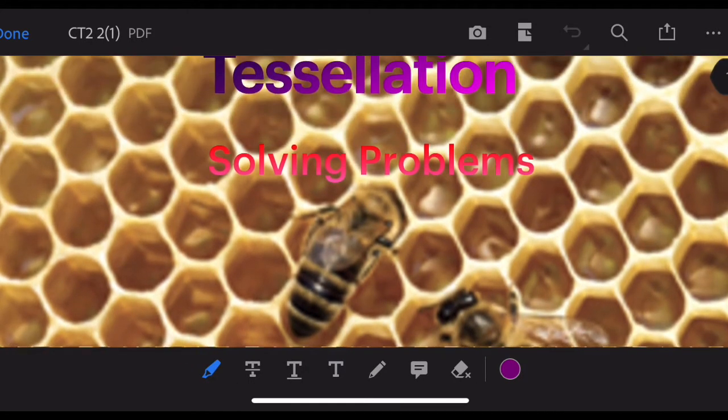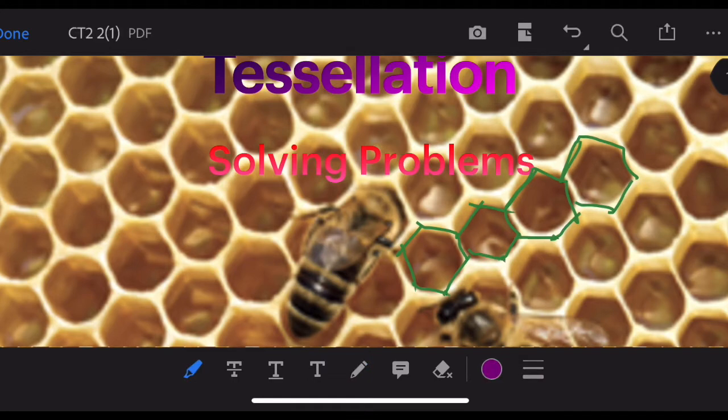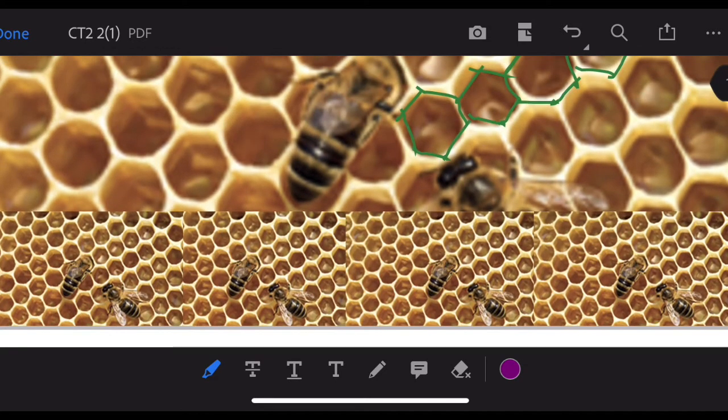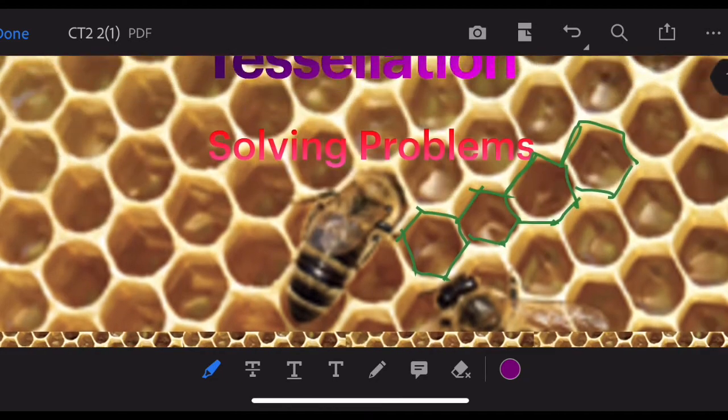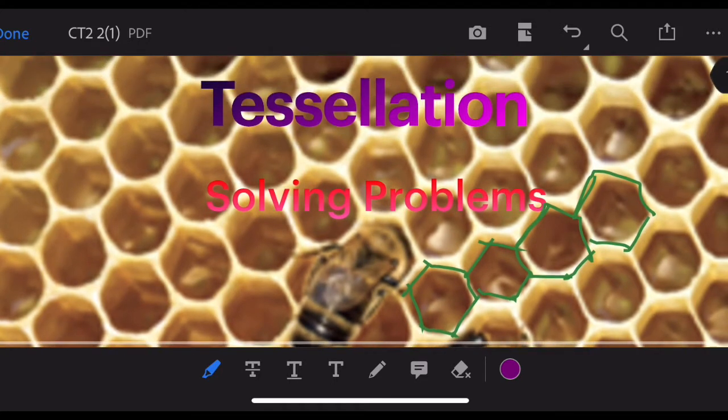So as you can see here, the shapes of the beehive are repeating and there is no gap between each of the shapes, right? As you can observe, the bees are building their house in order, systematically. That's amazing, isn't it? So this is one example of tessellation.